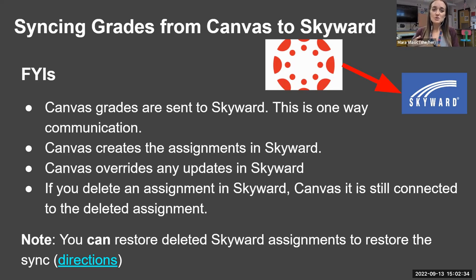If you delete an assignment in Skyward, Canvas is still connected to that deleted assignment. So we just have to restore it. And this only happens once or twice for one or two teachers. But just if you see something missing in Skyward, there's a chance it was deleted and we can restore that.